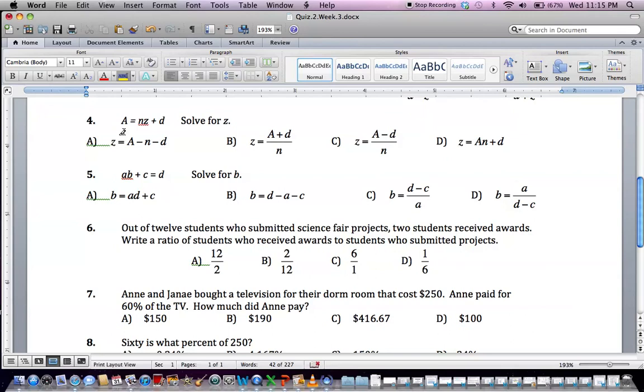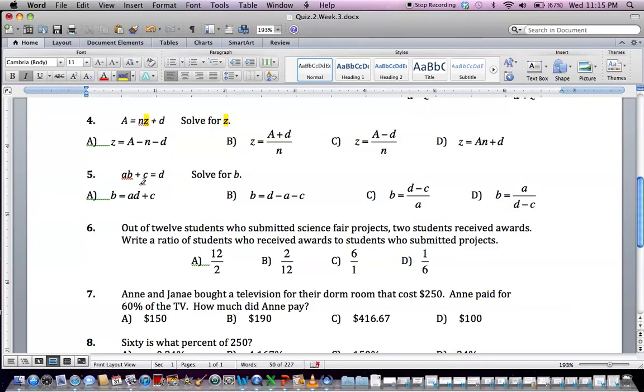Number 4, A equals N times Z plus D. Solve for N. Okay, so we're solving for N once again. This is one of the literal equations that we've been working on all week. We've got to get N by itself on one side of the equal sign. Solve for N right there.